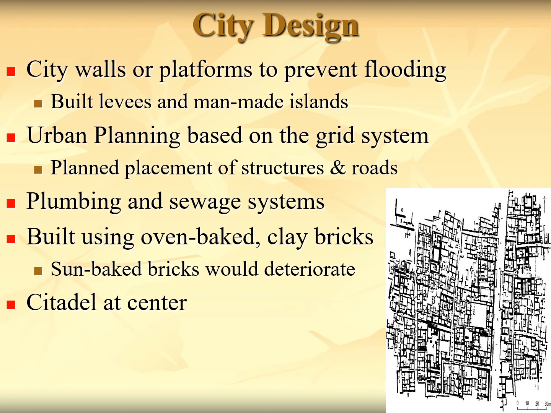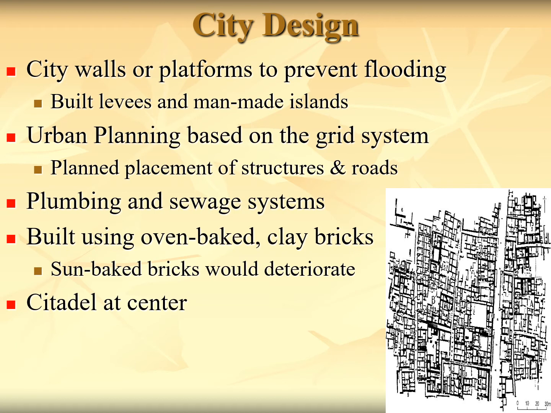So the Indus Valley was pretty advanced for its time in their city design. They had city walls or platforms that prevented flooding. They built levees and man-made islands. So a levee is kind of like a dam, only the levee goes on the sides of the river to make sure it doesn't overflow, whereas the dam will stop the flow of water.